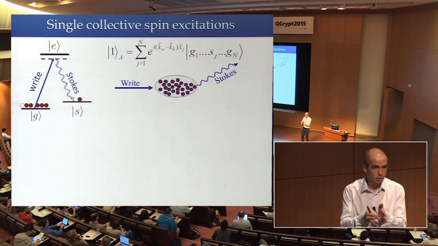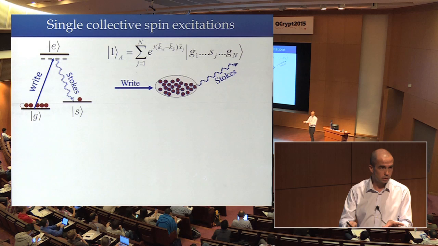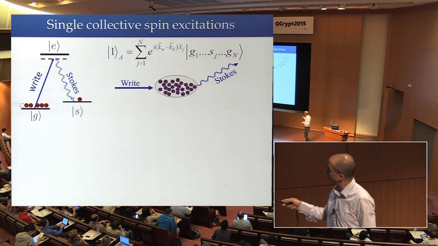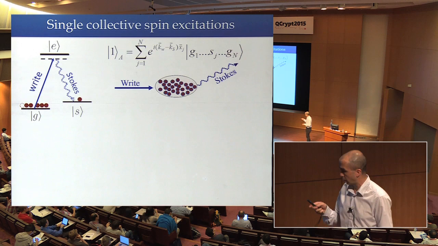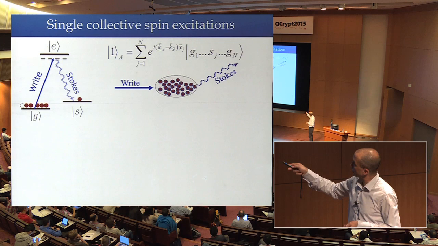We collect one special mode with an optical fiber from our system, and if we now detect a Stokes photon here, this will project the atomic ensemble into one of these collective spin excitations, where you have all the atoms in G but one in S, where the excitation is delocalized over all the atoms. And you have a phase factor here, which depends on the wave vector of the write pulse, sorry, and of the Stokes photon. Kw is the write pulse, and Ks is the Stokes photon.